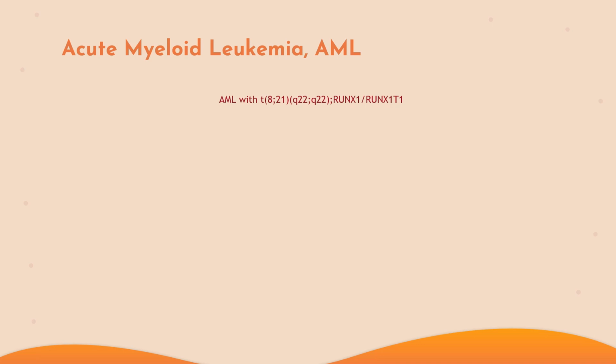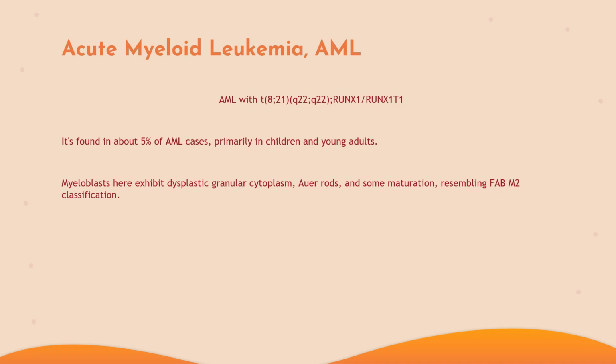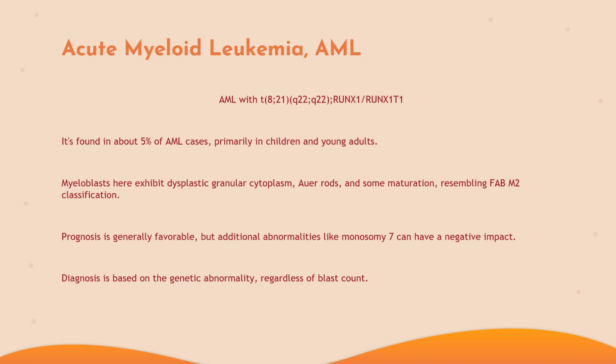Now to the discussion of the subtypes of acute myeloid leukemia, AML, and related precursor neoplasms. First on the list, AML with t(8;21)(q22;q22), RUNX1/RUNX1T1. It's found in about 5% of AML cases, primarily in children and young adults. Myeloblasts here exhibit dysplastic granular cytoplasm, Auer rods, and some maturation, resembling FAB-M2 classification. Prognosis is generally favorable, but additional abnormalities like monosomy 7 can have a negative impact. Diagnosis is based on the genetic abnormality, regardless of blast count.